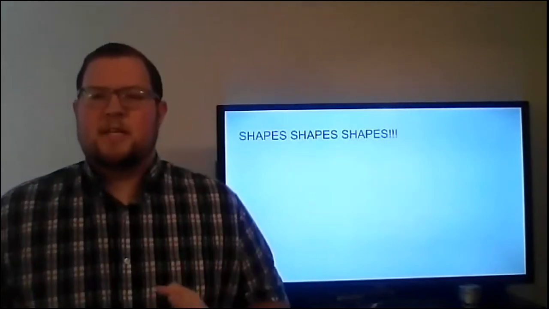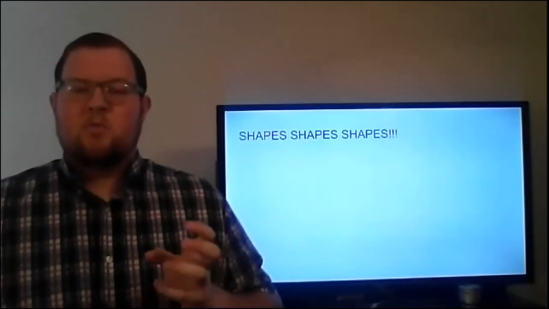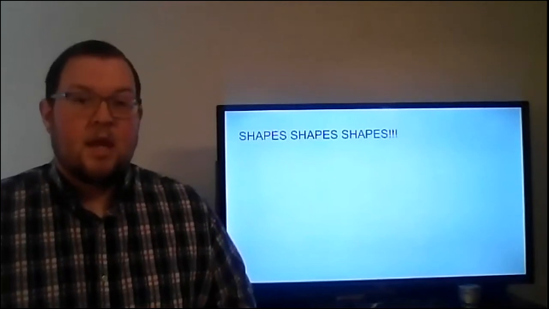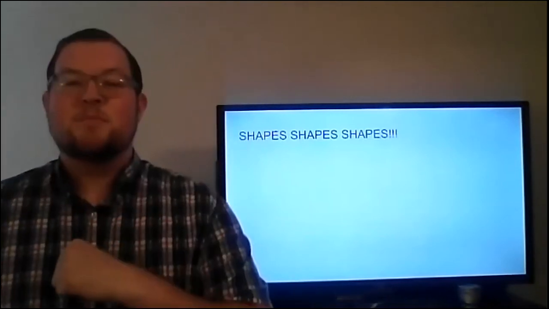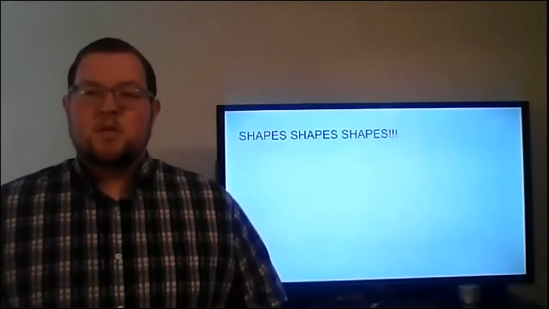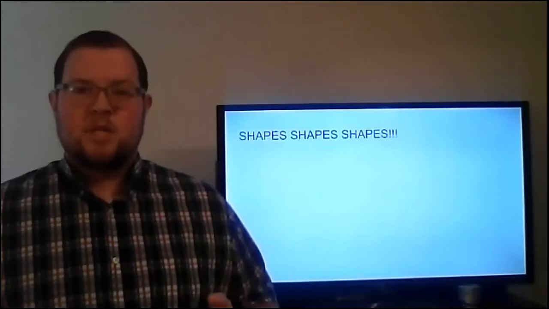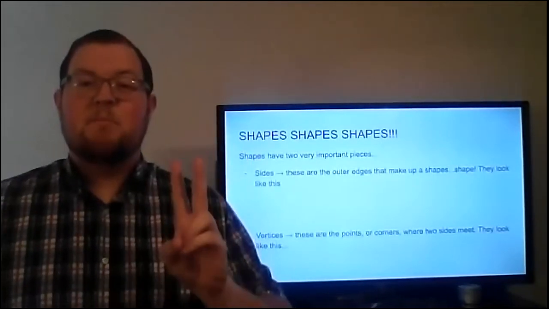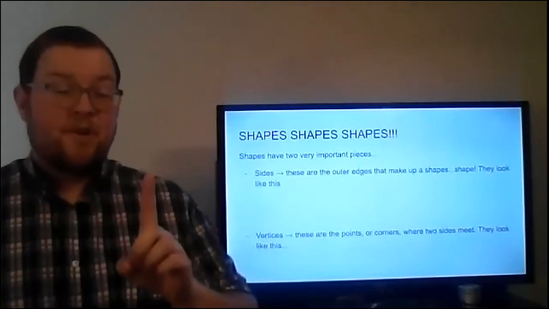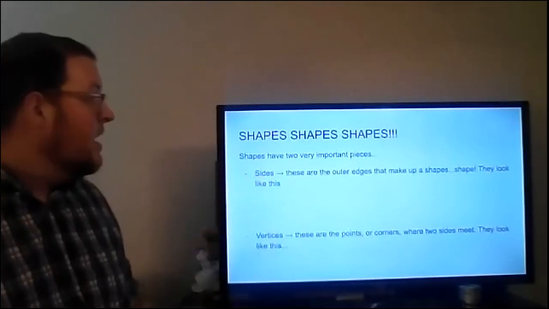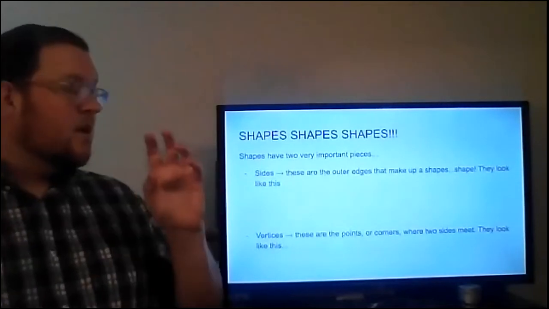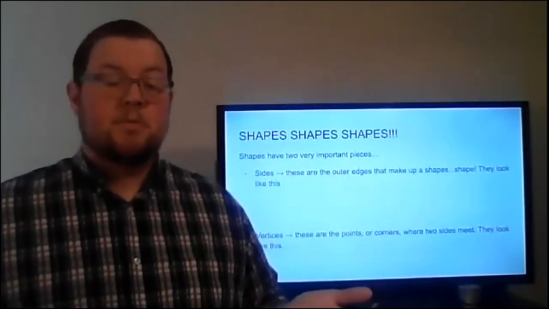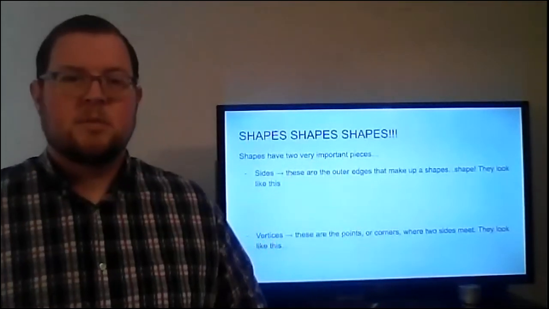With our first lesson, one thing that we want to go back and review is something that we actually haven't gone through in second grade yet, and those are shapes. Shapes have two very important pieces. Our first piece are sides, and sides are the pieces of the outside of the shape that give the shape its shape. And our sides look something like this.